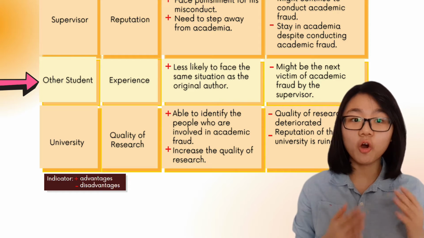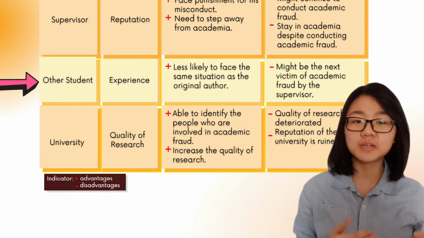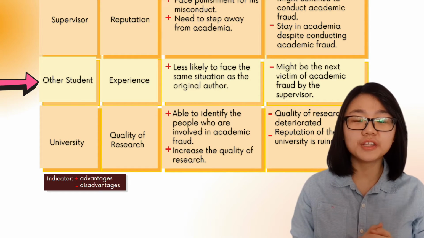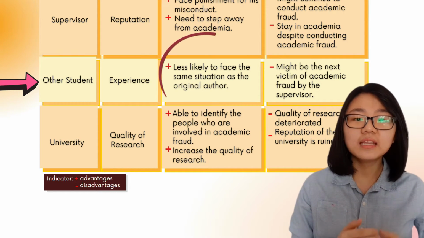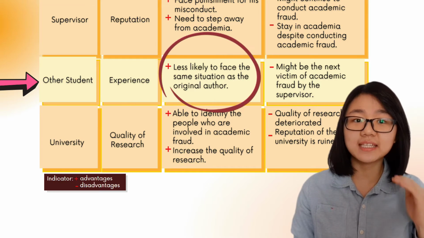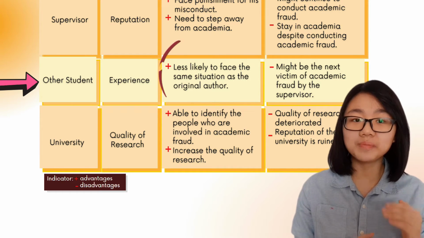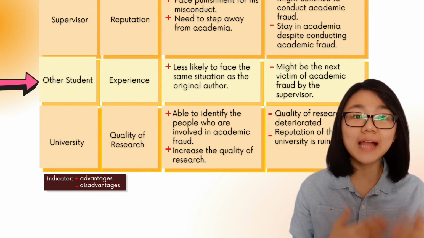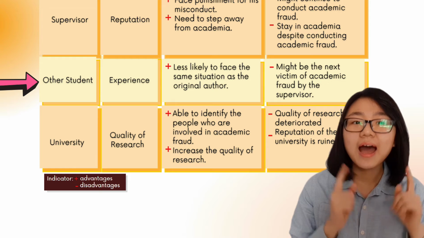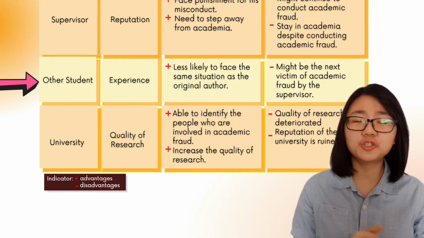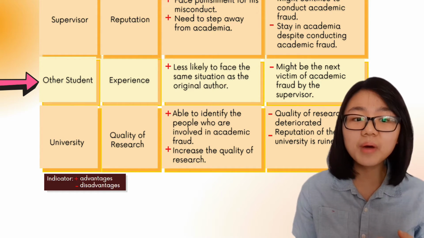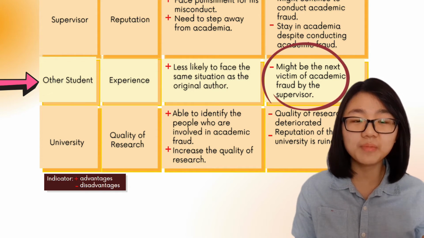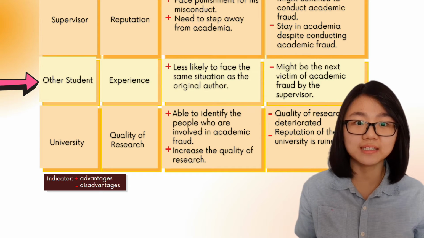The decision of the original author also affects other students in terms of their experience. How is it so? Let me explain to you. If the original author chose to report this incident, the other students are less likely to face the same situation, as actions will be taken on the supervisor. This is beneficial in terms of their overall academic experience in the university. However, if the original author chooses not to report it and keeps silent about it, the other students might be the next victim of the academic fraud conducted by the same supervisor.